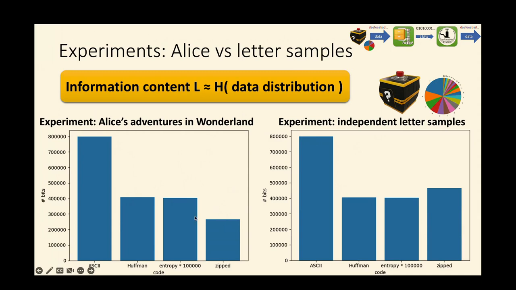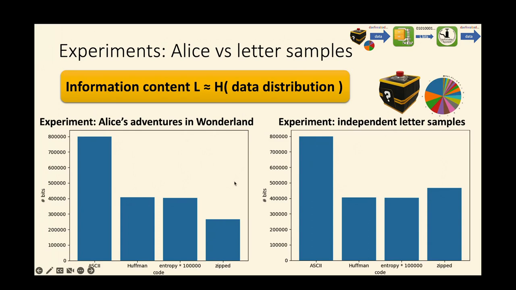It is pretty good. It is actually better than the Huffman code in zipping Alice in Wonderland, English text. But it's actually worse here. So we're actually beating zip here if you just have independent letter samples. Yeah, you have to think a little bit about that. Well, why is this the case?